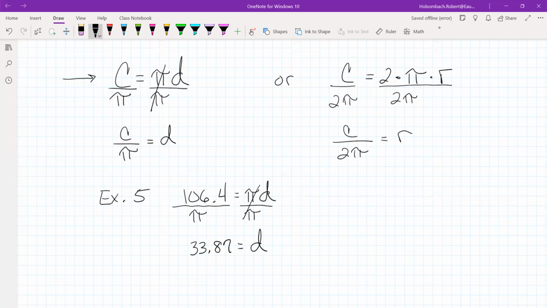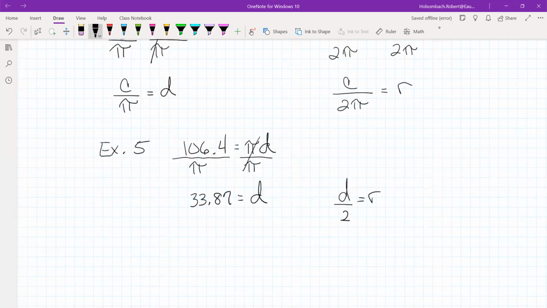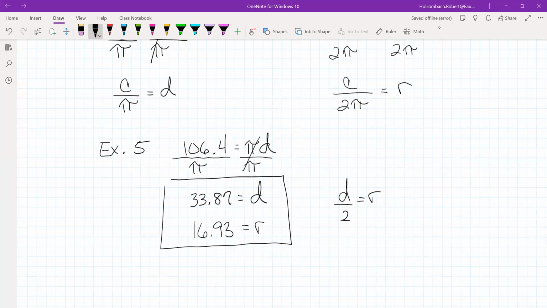Now, didn't we say yesterday that the radius is half the diameter? Radius is half the diameter. Diameter divided by 2 equals radius. So if we need the radius now, this number is still sitting on my calculator screen. I push divided by 2 and hit equals. So 16.93 equals the radius. There's your diameter and radius given the circumference.